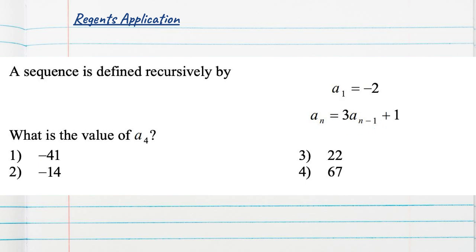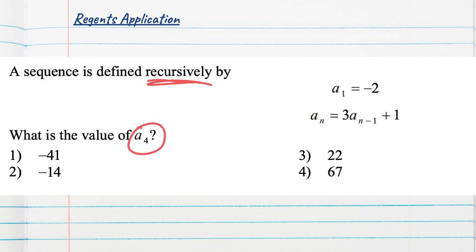So we're getting a little bit ahead of ourselves, but I figured this question was related enough to what we were talking about in this lesson. This is a Regents question. It's talking about recursive sequences. And we want to find A4. So basically we want to know the fourth term.